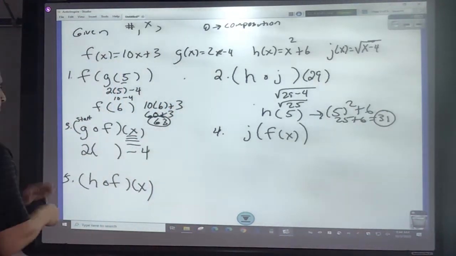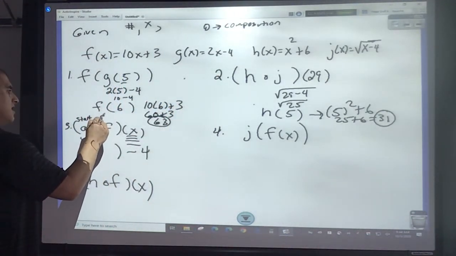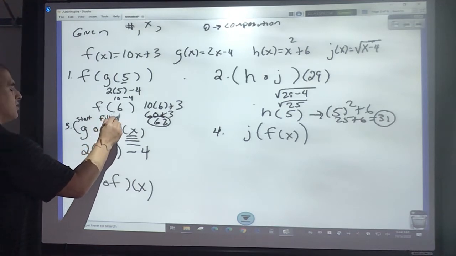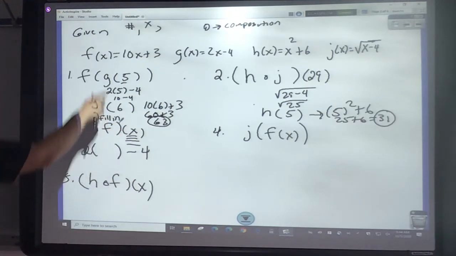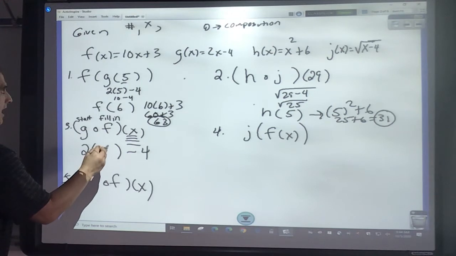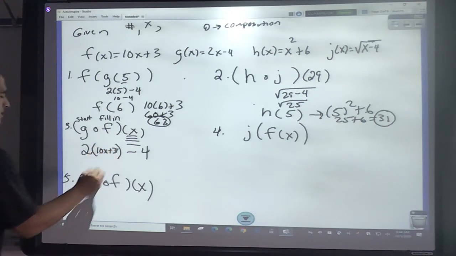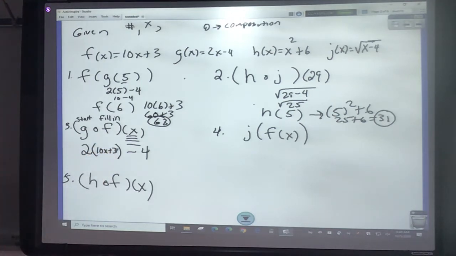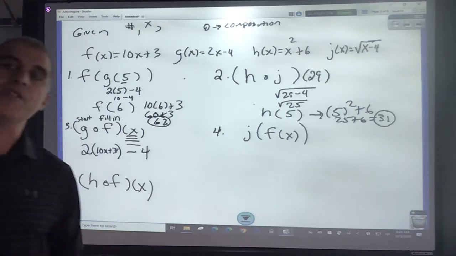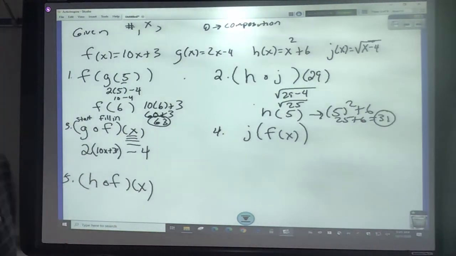I'm going to leave a blank spot. This function is what you fill into the parentheses. So in this case, I would fill in 10x plus 3, because that's the f function. Okay? Then I want to do an operation, and those operations are going to be different depending on the problem.